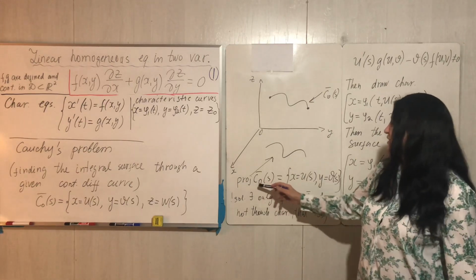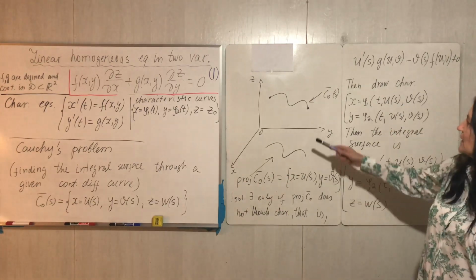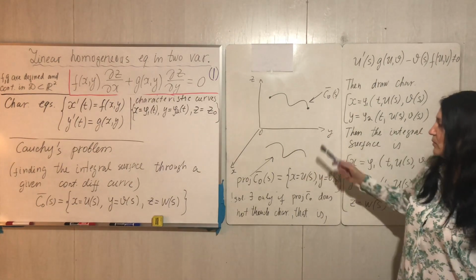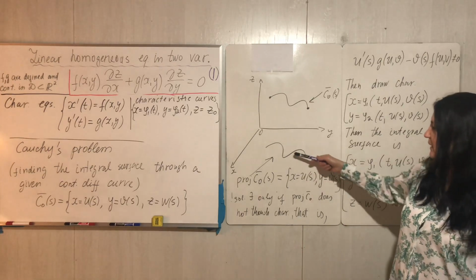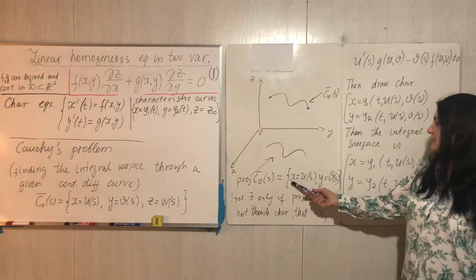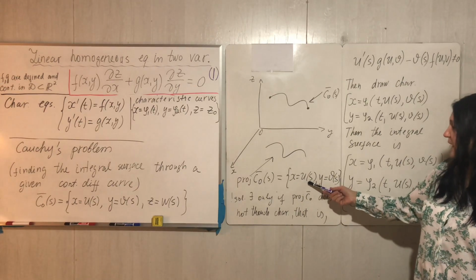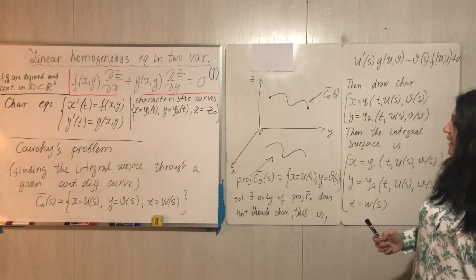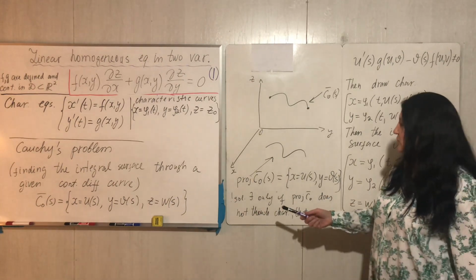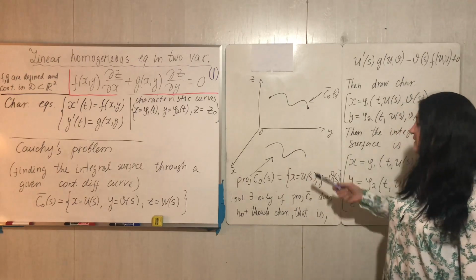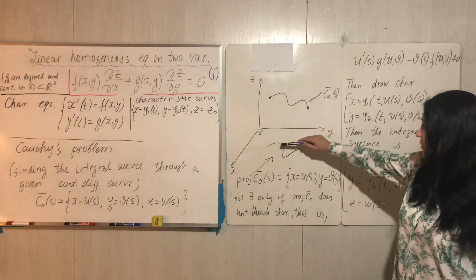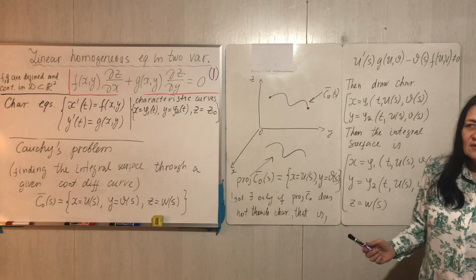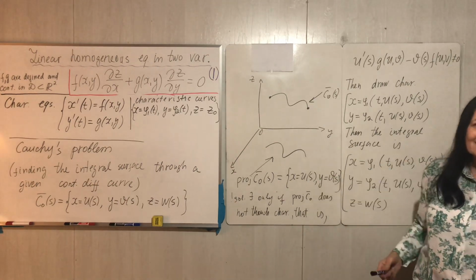So I call it a projection of C sub 0. And by getting a projection, Z would obviously be equal to 0, so we will have a curve in the plane X, Y, where X is a function of s and Y is some given function of s. And then if we want to find a unique solution, we will see that it exists only if this projection of our curve does not touch characteristics, right? Because our function is constant along characteristics.